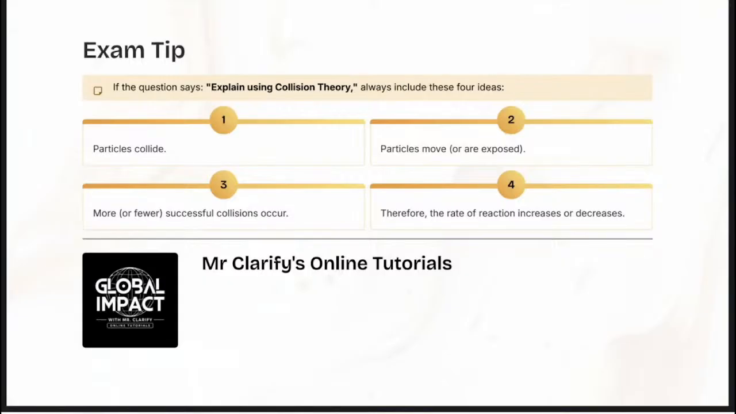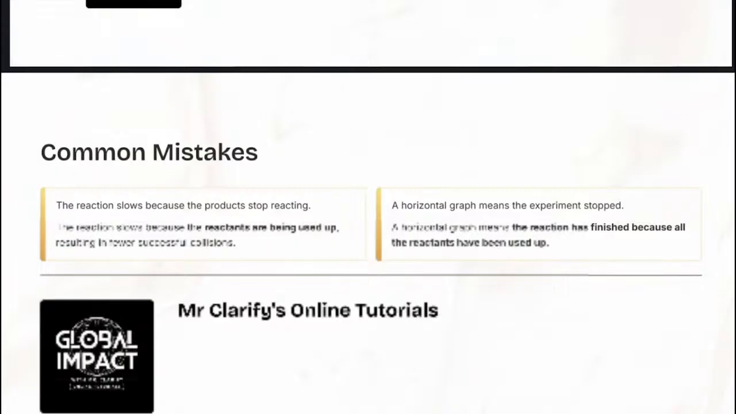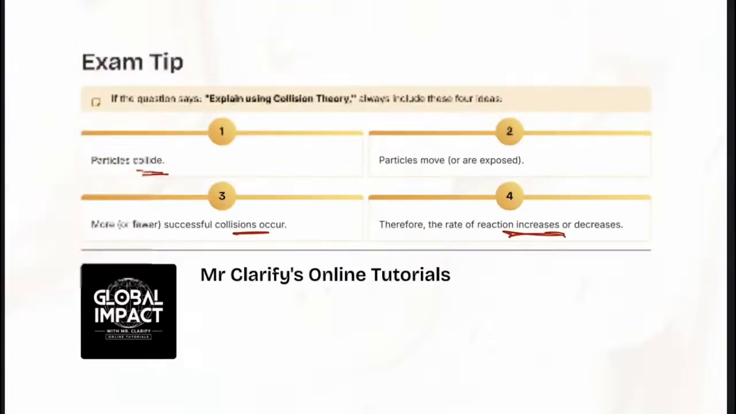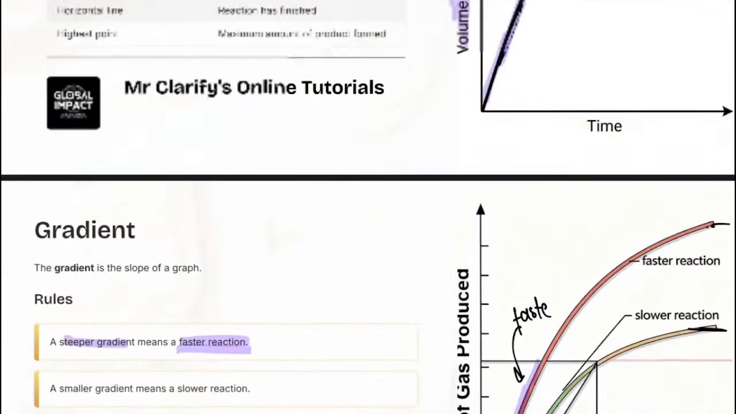Anyway, explain using collision theory. Don't forget, particles must collide. Because they must collide, when you have more successful collisions, then your rate will increase. When you have more collisions, you have more successful collisions, and your rate will increase. We want to see that. Anyway, this is good. I'm happy. I'll give you this to go through the last parts, the common mistakes and whatever. But are we fine here?